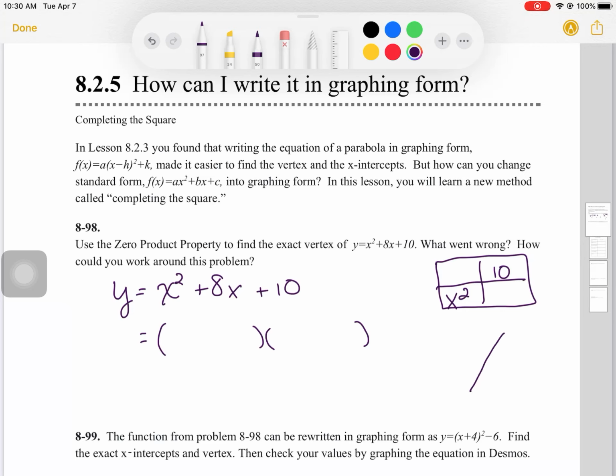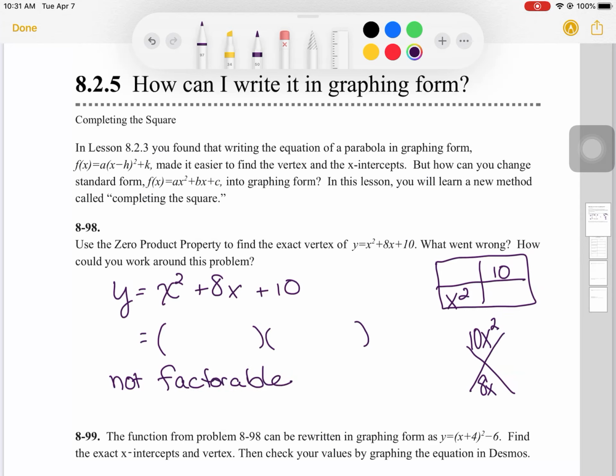Some of you may already be looking at this and saying, this isn't possible because the product of these two rectangles has to be 10x squared, and yet the sum has to be 8x, and there's no way to break down the number 10. 1 and 10, 2 and 5, those are your only choices, and neither of those pairs add up to 8. So this is not factorable.